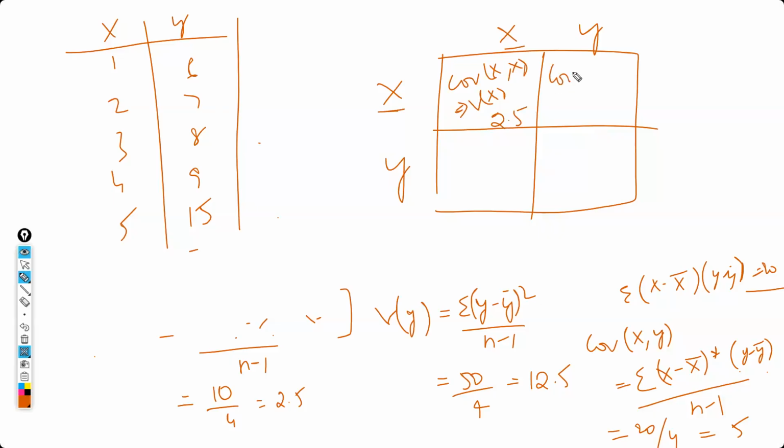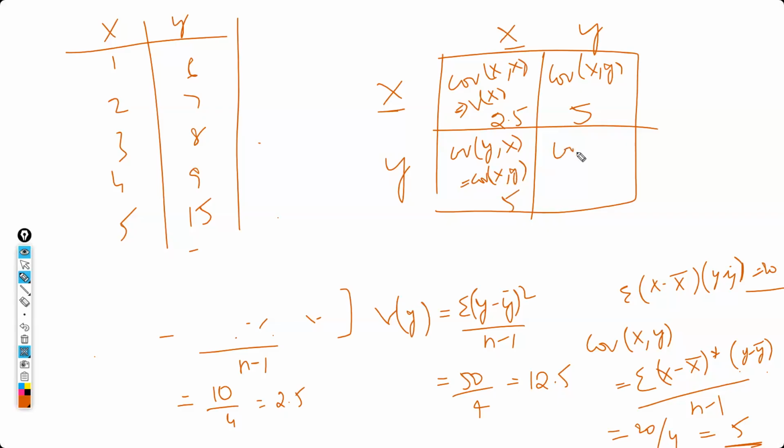What is this one? Covariance of x comma y: x minus x bar into y minus y bar, divided by n minus 1. In this example, it is 5. Now this is covariance of y comma x: y minus y bar into x minus x bar. You first calculate y minus y bar, then multiply by x minus x bar, and do the sum. The answer is the same, so it is the same as covariance of x comma y, which is 5 only.